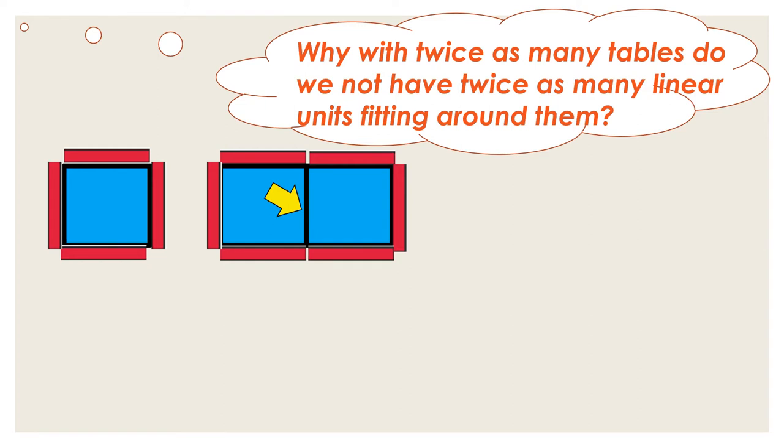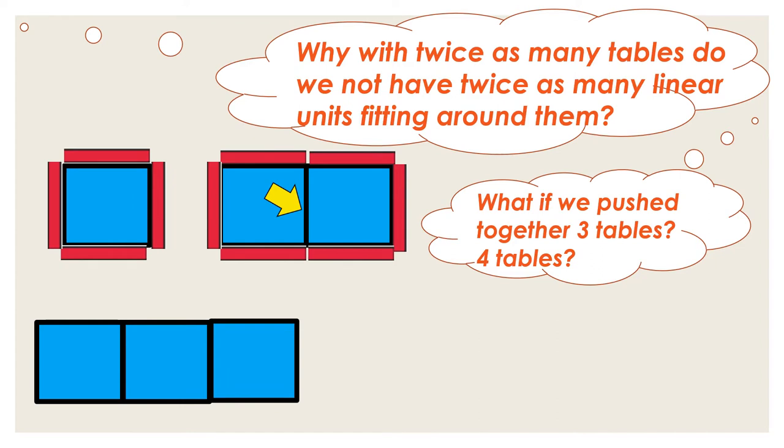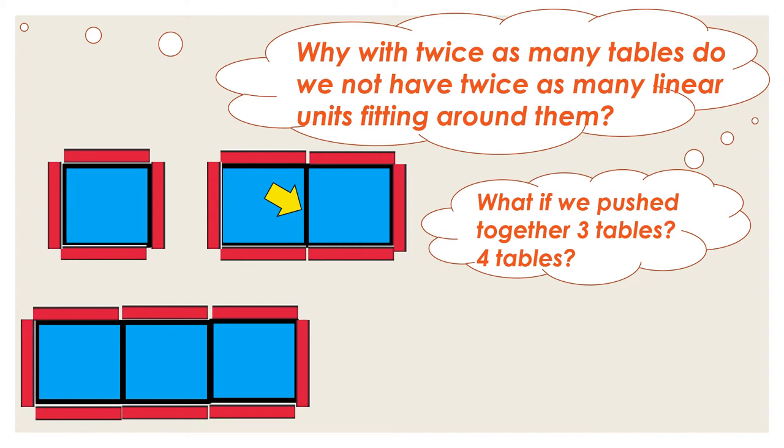So in this real life situation of an outdoor lunch, if we push 2 tables together, 2 friends would be squeezed out. So we still need more seating to accommodate the 10 people. Now I'm wondering, what if we push 3 tables together? What if we pushed 4 tables together? Let's find out how many linear units would fit around these groups of tables. Let's start with 3 tables pushed together. Now let's find the number of linear units going around. 1, 2, 3, 4, 5, 6, 7, 8. Oh, this is interesting. When we added an additional square tile or table, we're noticing an increase of 2 linear units. We need 10 linear units in order to seat the 10 people.